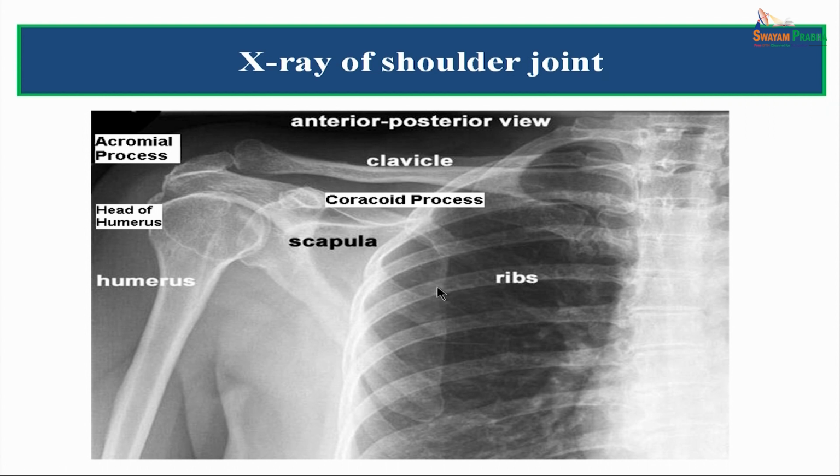A normal X-ray of the shoulder joint, AP view of the right side. You can make out the head of the humerus, the glenoid cavity, the coracoid process, the acromion process and the clavicle. So, this is a normal X-ray of the shoulder joint, AP view of the right side.